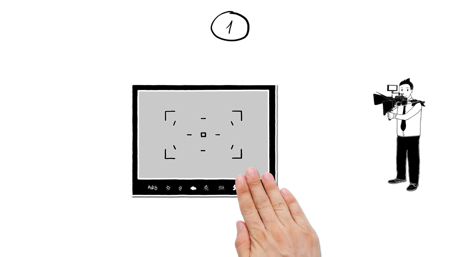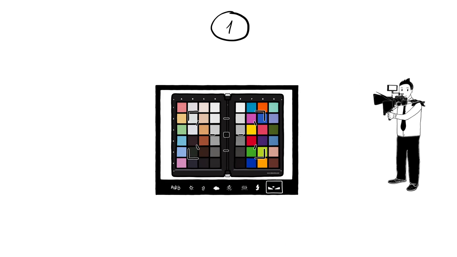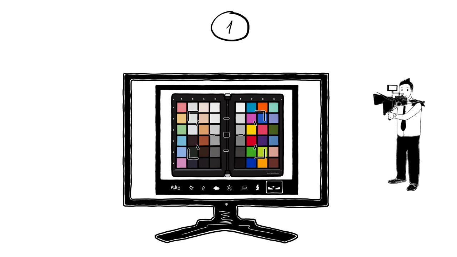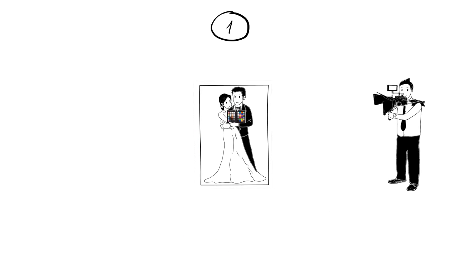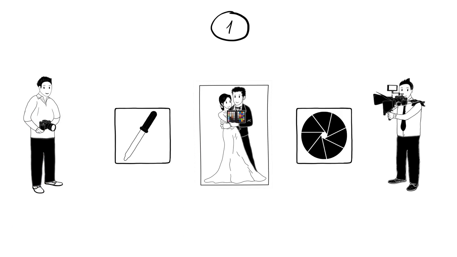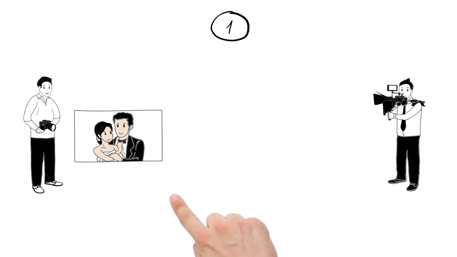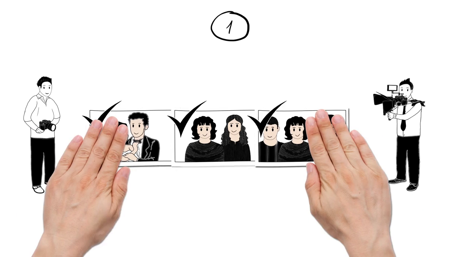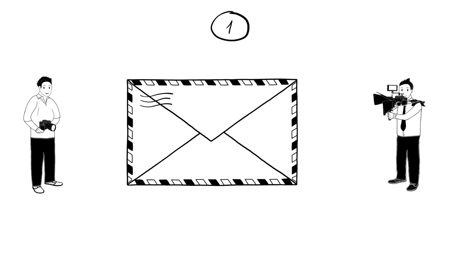For every new location, he also holds the SpyderCHECKR's color faces in front of the camera for a few frames, so he has a color reference for his color grading in the studio. Having a reference for all these variables helps Simon and Klaus when they are back from the wedding and begin post-production. It gives them quality, consistency, and most importantly, speed.